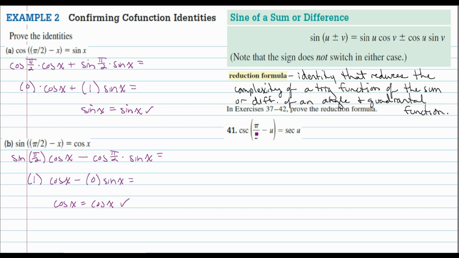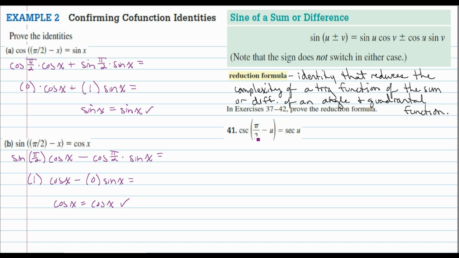Let's prove the cosecant of pi over 2 minus u equals secant of u. Now, the reason I put this definition up here, we're actually going to use this in an example later in this chapter, but the directions here say prove the reduction formula. Well, technically all of these have been reduction formulas, they're just using a new term for them. And a reduction formula is an identity that reduces the complexity of a trig function of a sum or difference of an angle and a quadrantal function.